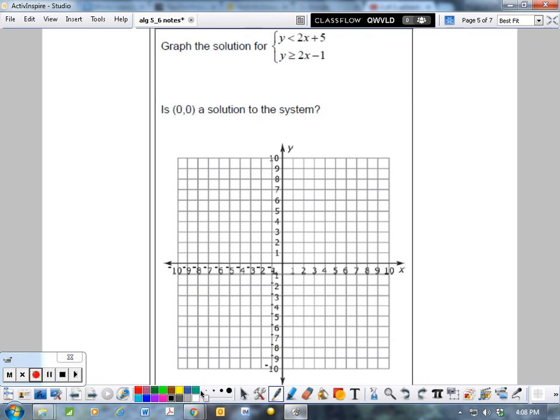Okay, next one. Go ahead and graph the first one. So I'm going to start at positive 5 on the y-axis. I'm going to go up 2 over 1, or down 2, left 1. Now my symbol is less than, so it's going to be dashed and shade below. So dashed, and I'm shading below.